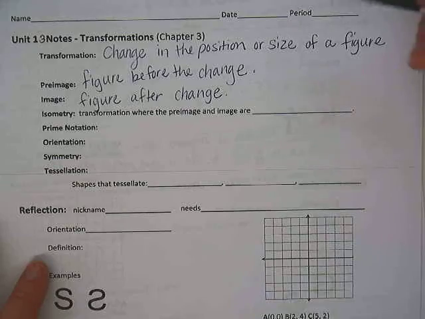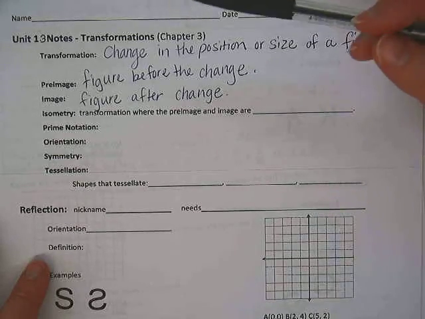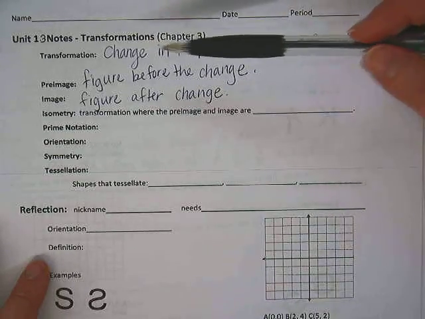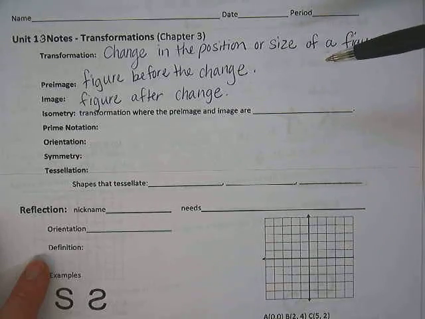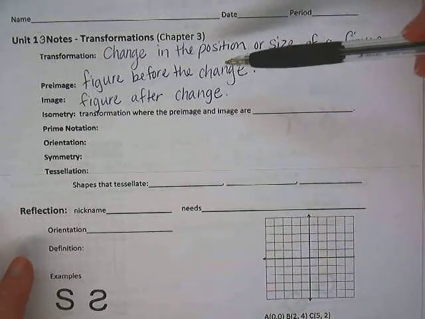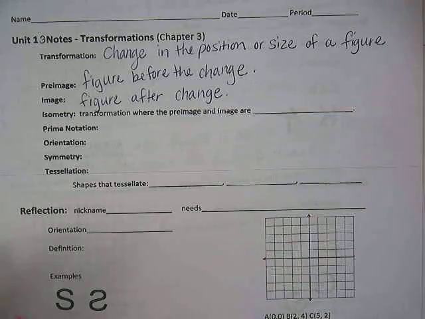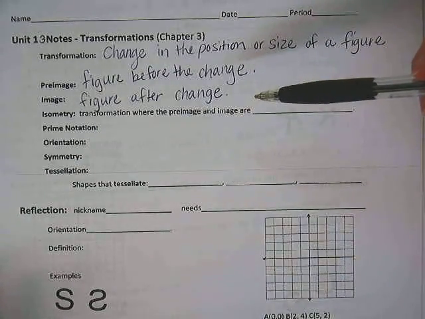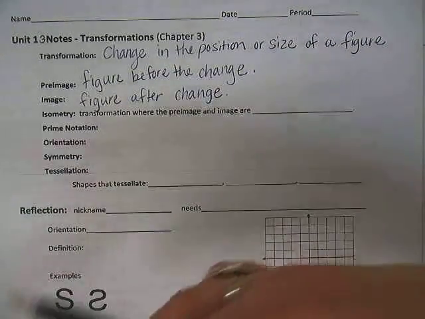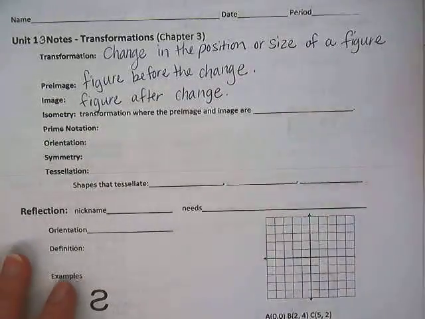To have this video. So we're talking about transformations, and a transformation is some sort of change in a figure. A pre-image is a shape before we change it, and an image is the new figure we get after we change the pre-image.